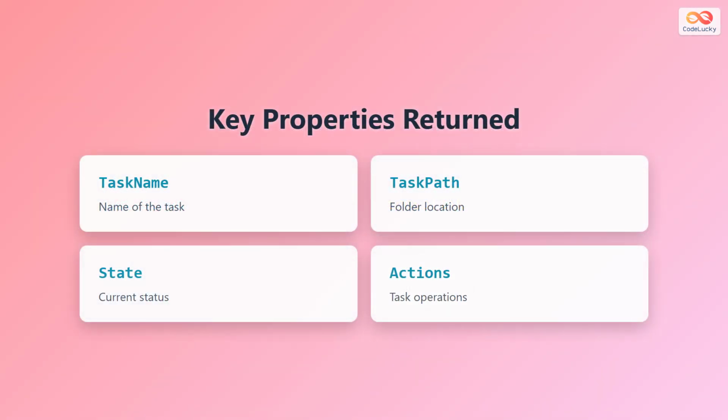When you run Get-ScheduledTask, it returns several important properties for each task. TaskName shows the name of the task. TaskPath indicates the folder location where the task is stored. State tells you the current status of the task, such as whether it's ready, running, or disabled. Actions contains information about what operations the task performs when it executes. Understanding these properties helps you interpret the output and gather the information you need.